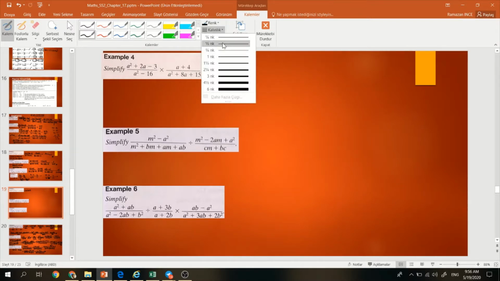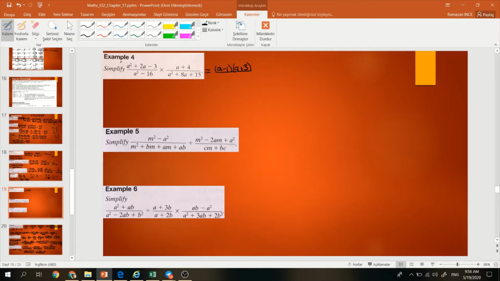Now let's continue. Then for the down part, a square minus 16 looks like a square minus b square. A square minus b square is equal to a minus b times a plus b. You should not forget this fact. Then because of that, there is a square minus 4 square, which means a minus 4 times a plus 4. Then let me write the second fraction times. Now the up part, a plus 4, nothing to factorize because it's already unique.